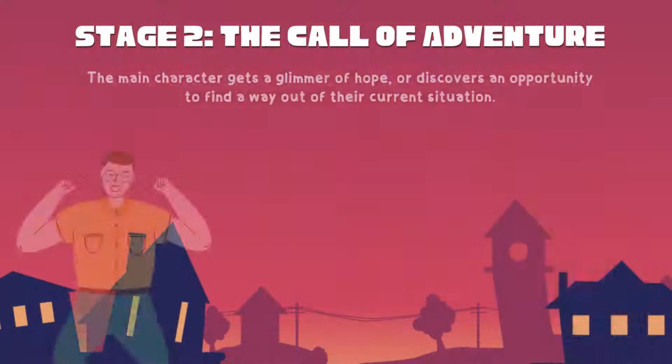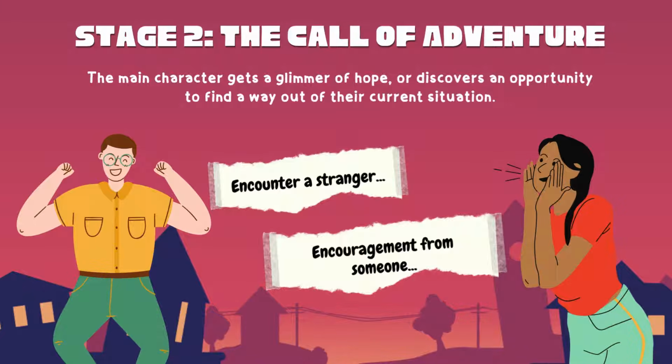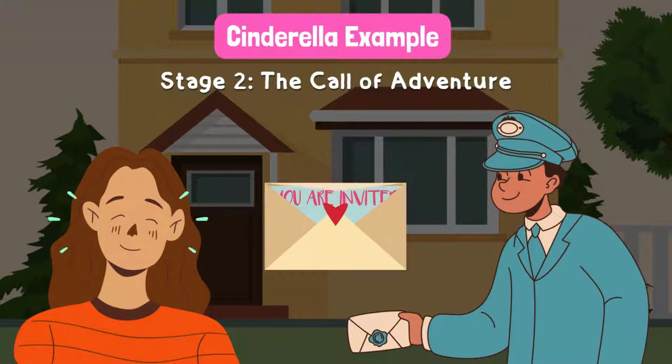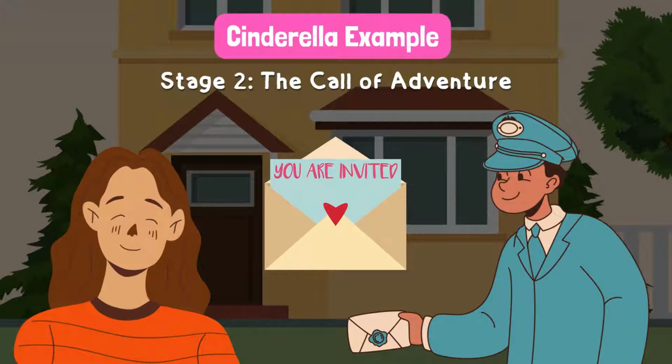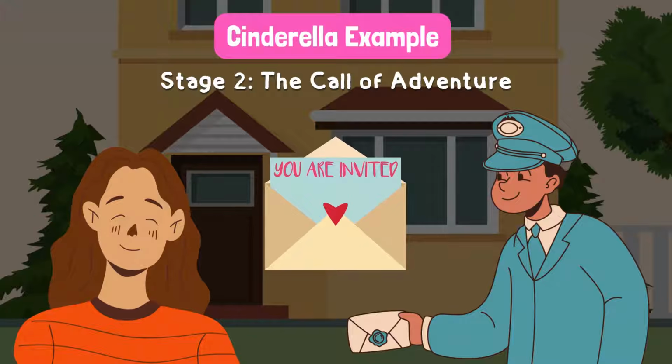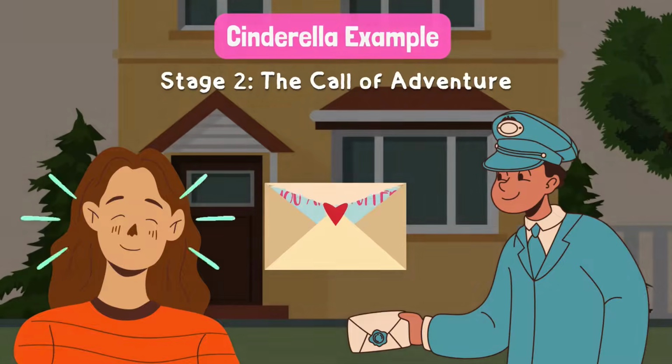Stage 2 is the call of adventure. The main character gets a glimmer of hope or discovers an opportunity to find a way out of their current situation. This could be in the form of an encounter with a stranger or someone they know who encourages them to take a leap of faith. For example, in Cinderella, a royal invitation to the ball arrives, offering a rare opportunity to escape her daily struggles and potentially meet the prince. Cinderella is filled with excitement at the chance to attend, seeing it as a glimpse of a better life.